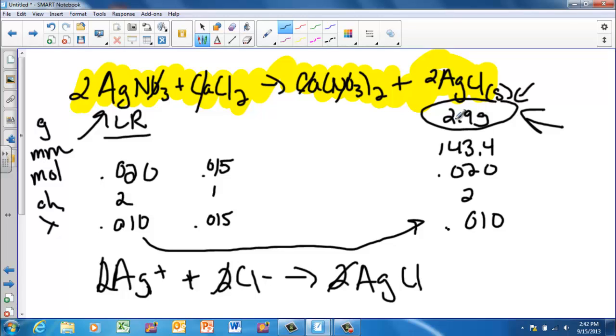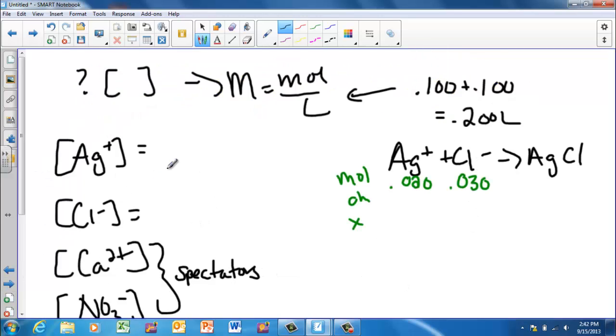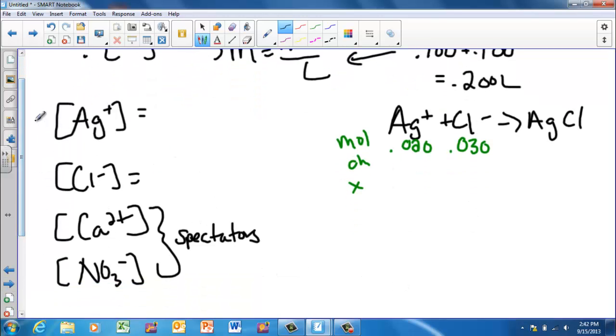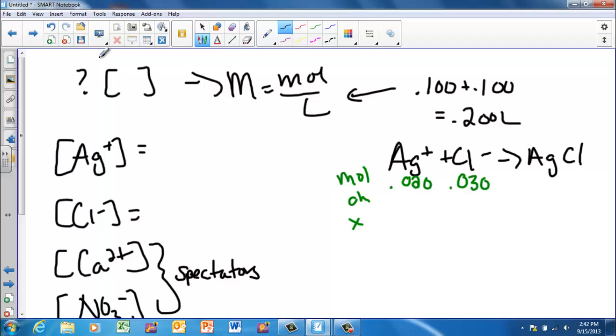And I think most people are pretty good with that skill at this point. If I'm given amounts, even if it's in a solution, figuring out grams of product, that's good. Where we get tripped up is the next part, and that's going to be finding the concentration. Remember, these little brackets right here are our abbreviation for concentration.